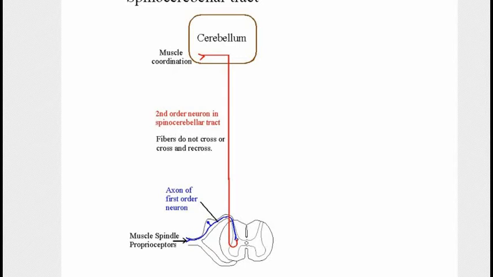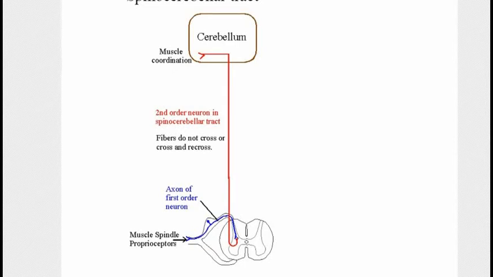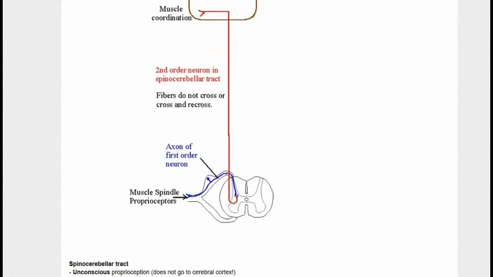In this episode, I'll talk about the three different types of ascending pathways into the brain for sensation. The first one I'll talk about is the spinocerebellar. This is probably the simplest one, because, unlike the other two, they do not cross in the spinal cord.